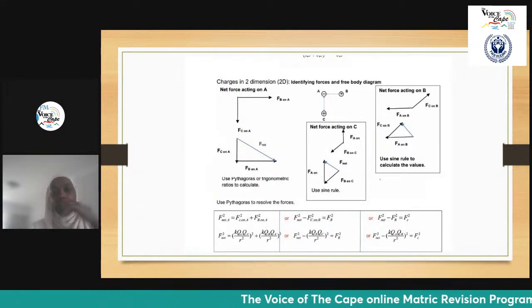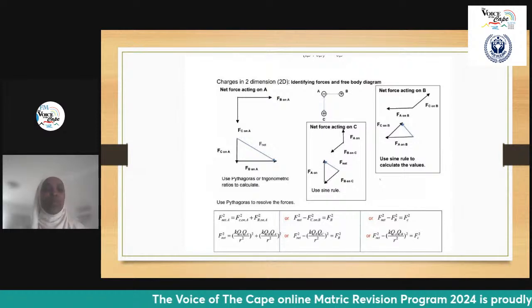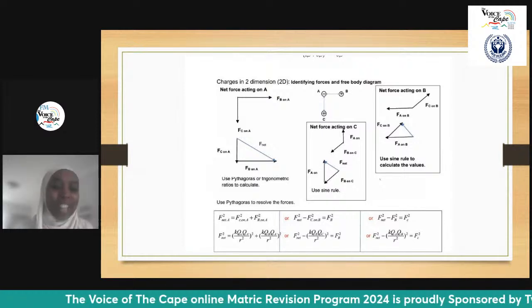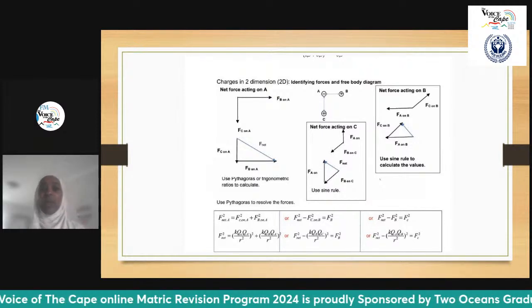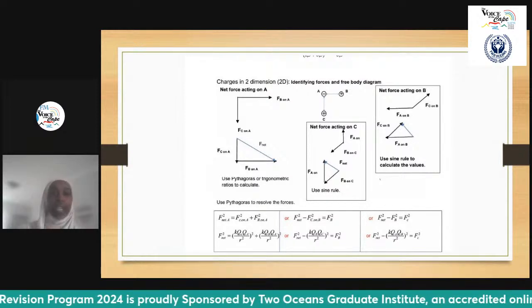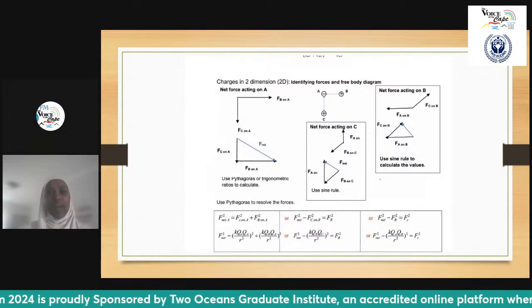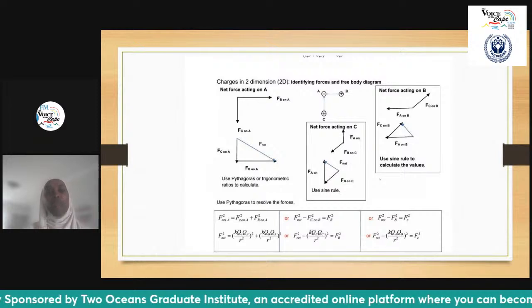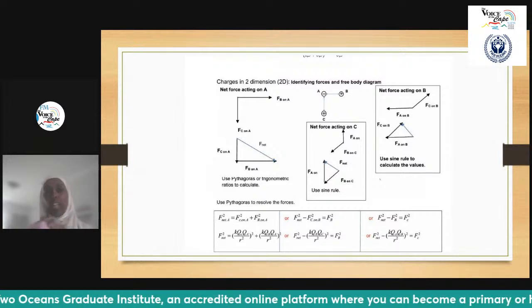All right, so now we're going to do it, not in 3 dimensions, sorry, in 2 dimensions. Now we did it in 1 dimension. We just had either the x-axis or y-axis only. Now we have an x and y-axis. So now we are going to do charges in 2 dimensions.